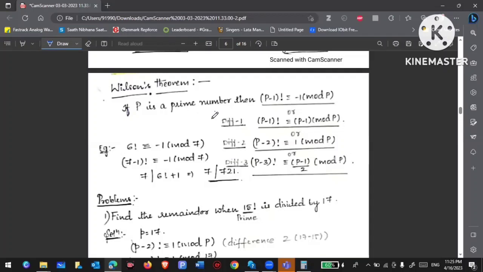So the next topic is Wilson's theorem. Wilson's theorem has given us three formulas to be remembered. Okay, these are the formulas. These are the three formulas we must know.